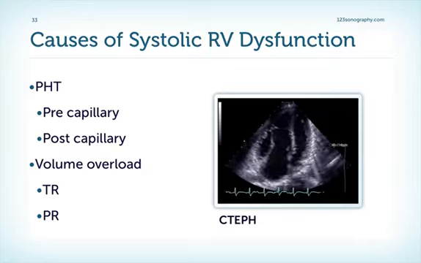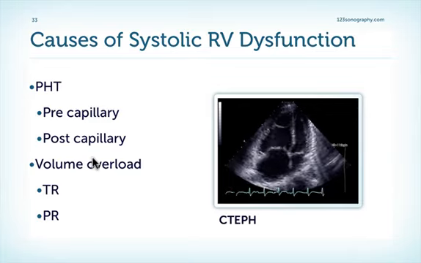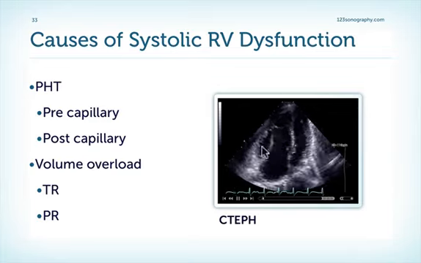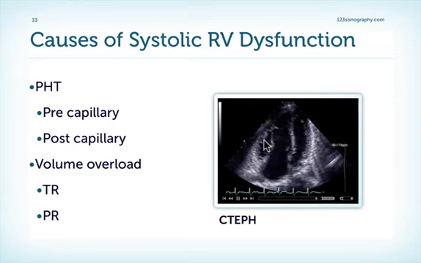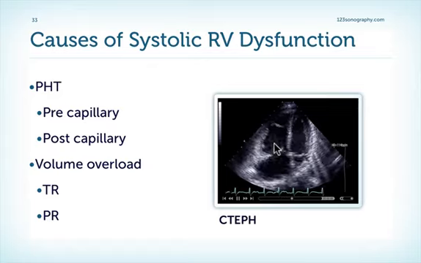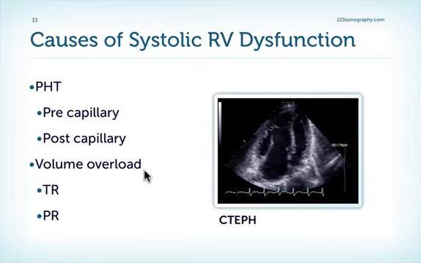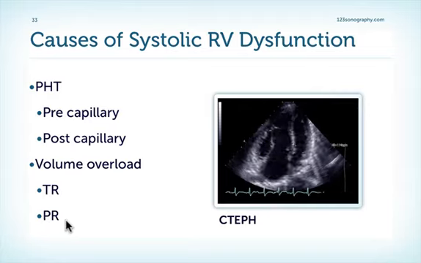So here are the causes of systolic right ventricular dysfunction. Pulmonary hypertension, no matter if it's pre-capillary or post-capillary. Here this is an example of a patient who has pre-capillary severe pulmonary hypertension with right ventricular hypertrophy and a reduction in right ventricular function. I believe you can see that visually very nicely already. Patients who have volume overload, in the end stage of volume overload, as in tricuspid regurgitation or pulmonary regurgitation.